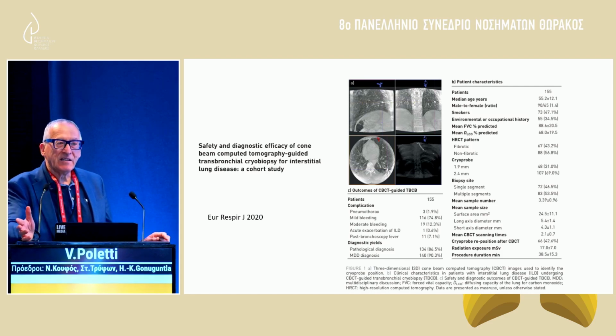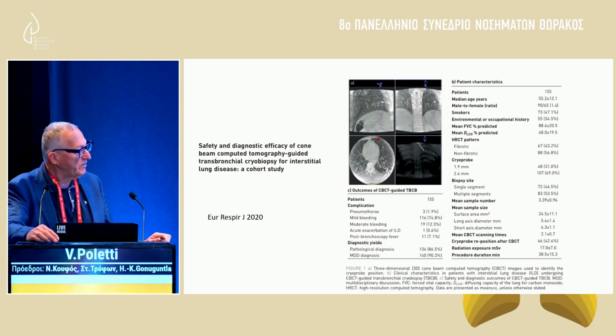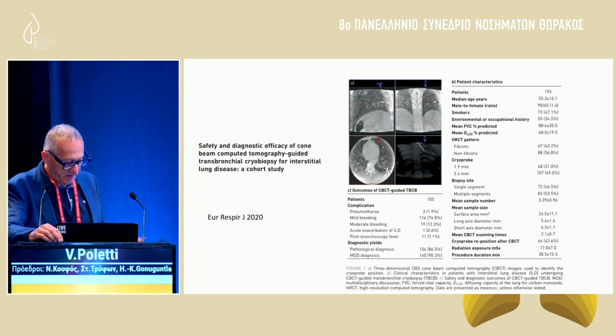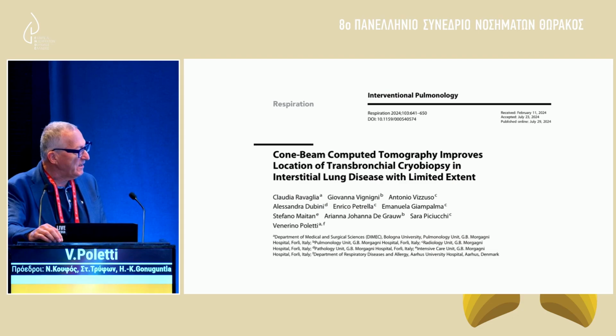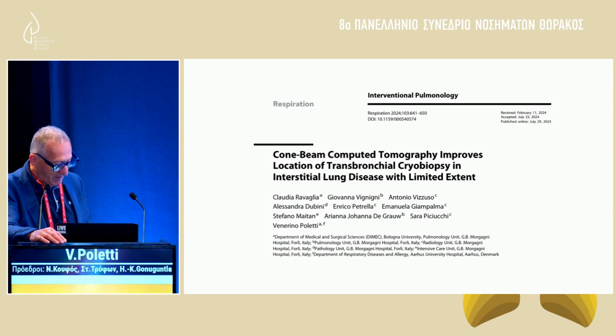And the guiding system. We have fluoroscopy, and it's useful in the large majority of cases. There are data on the use of cone-beam CT, and we recently published this prospective study showing that with cone-beam CT, you can have a very good diagnostic yield even in less extended diffuse parenchymal lung disease.